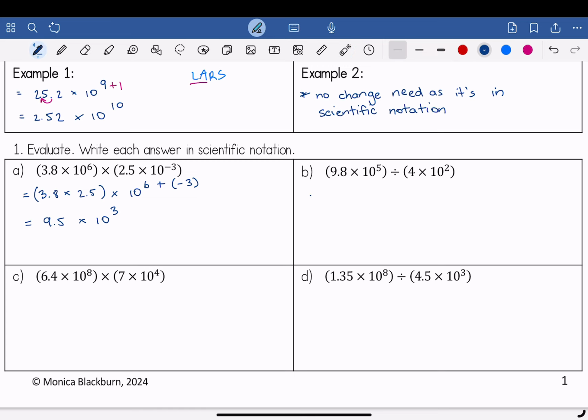B, so we have two numbers. We're going to divide, which means we're going to subtract the exponents. First we're going to divide the coefficients. 9.8 divided by 4 times 10 to the power of 5 minus 2, which is equal to 2.45 times 10 to the power of 3.